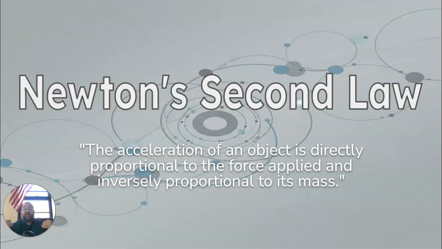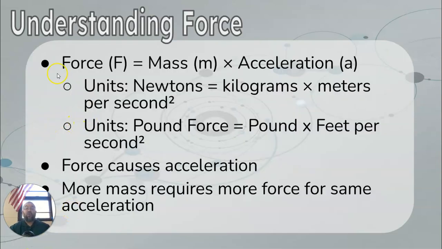Now, Newton's second law says the acceleration of an object is directly proportional to the force applied and inversely proportional to its mass. Now, if you're thinking, Mr. Cadle, this is for the 6th grade, I don't understand what that means. Well, here we go. Let's take a look at this from a different perspective. Force equals mass times acceleration. Force equals mass times acceleration. That's the easiest way to understand what the concept I just said means.